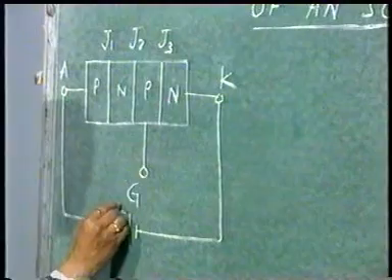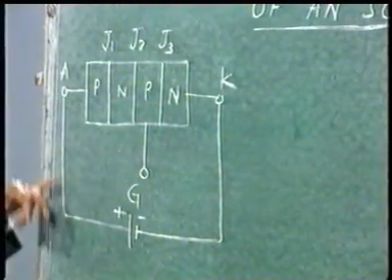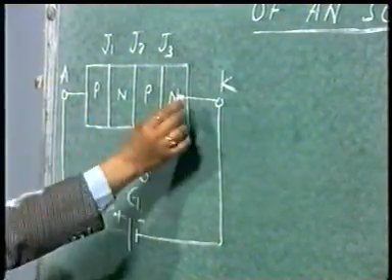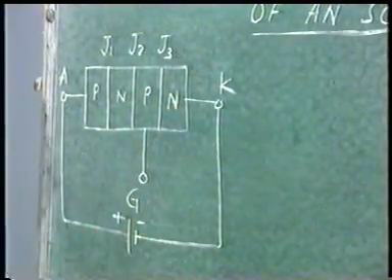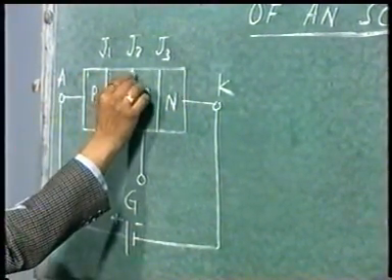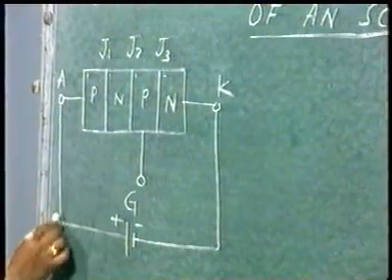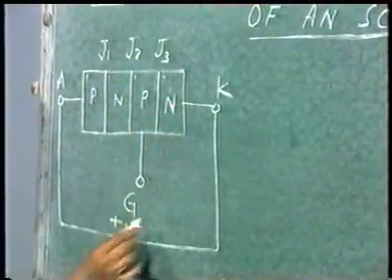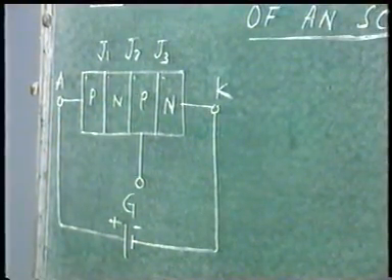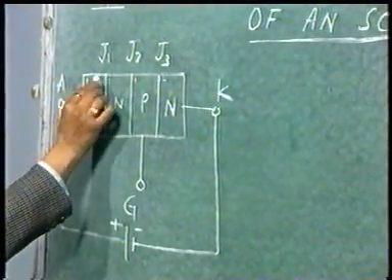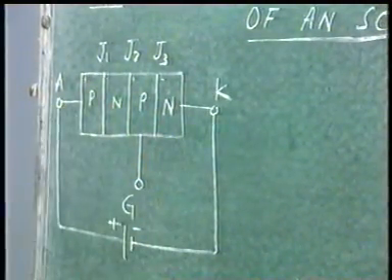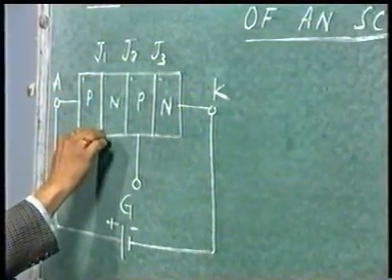If I connect it like this, the positive of the supply is connected to the P layer and the negative is connected to the N layer, that is, anode and cathode have been supplied with positive and negative respectively. In that case, positive is connected to positive and negative is connected to negative. If I see the position of junction J1, it becomes forward biased. How? I will repeat: the positive of this junction has been connected to the positive of the supply and the negative to the negative of the supply. So I say that junction J1 is forward biased.